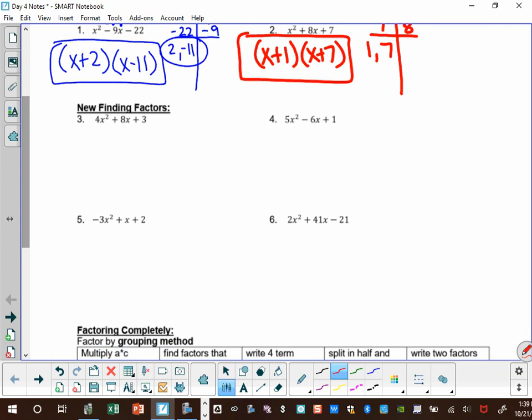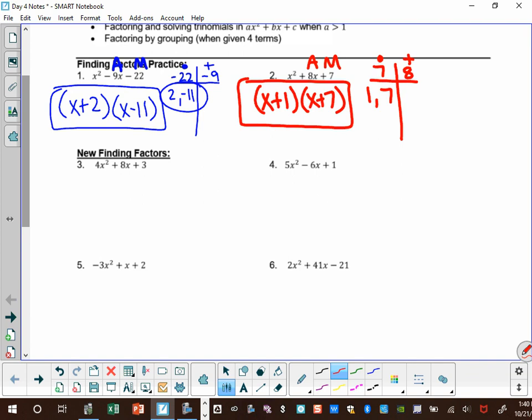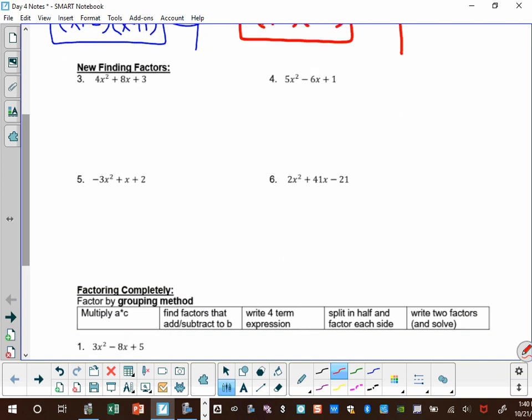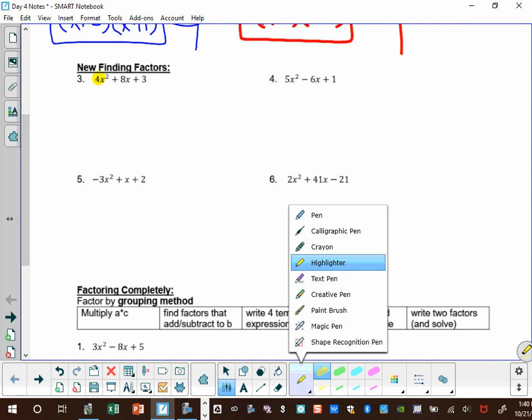Okay, so for 3 through 6, we're just going to find new factors. I'll do the first two with you, then you do the last two by yourselves. We are not going to fully factor this yet. We're going to do that once we get down here. Do you guys notice how on some of these problems it's just x squared? And then some of them, there's a number in front of them. This x squared is basically like 1x squared, but we don't have to write our 1 in there.